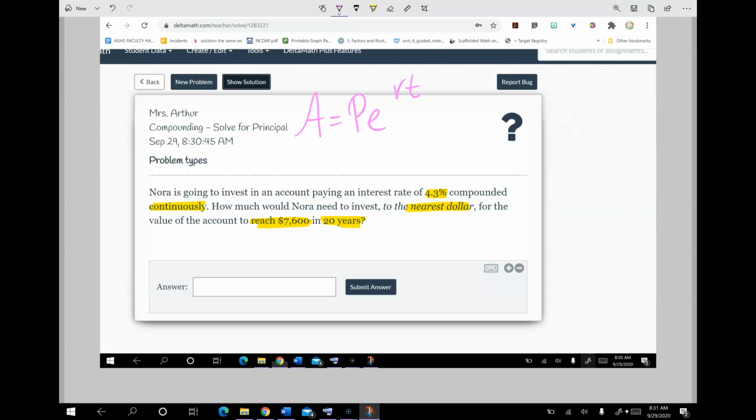So let's go through. My rate is here, but I got to move that decimal 1, 2, so 0.043. I want to invest, so I want to reach this amount, so that's my A. Remember, A is what you're reaching, and then 20 is my T. So it's going to be 7,600 is equal to P e to the 0.043 times 20. So again, line 1, line 2.